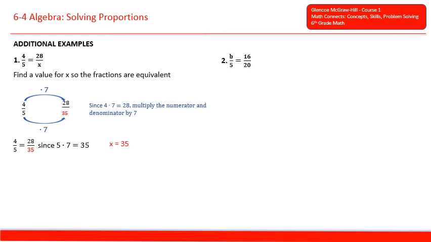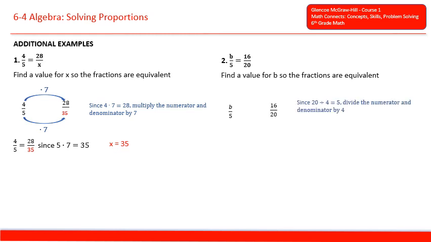Number 2, b over 5 equals 16 over 20. Find a value for b so the fractions are equivalent. Since 20 divided by 4 equals 5, divide the numerator and denominator by 4. So 20 divided by 4 equals 5, and 16 divided by 4 equals 4. 4 over 5 equals 16 over 20. Since 4 times 4 equals 16, b equals 4.